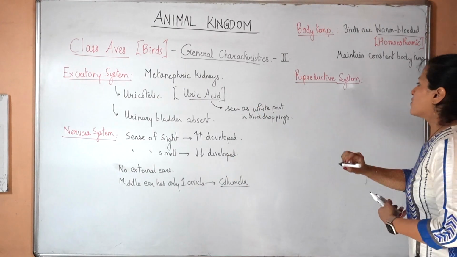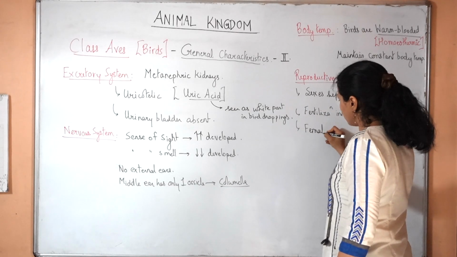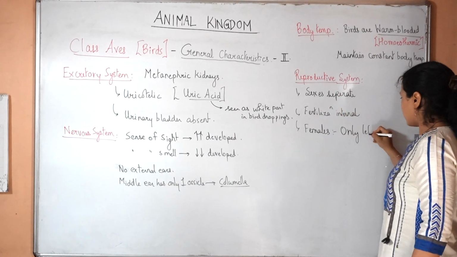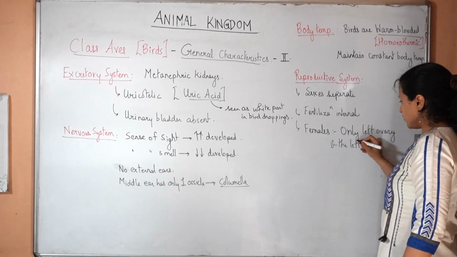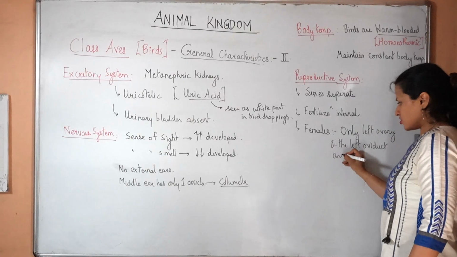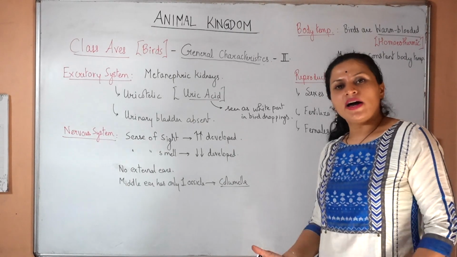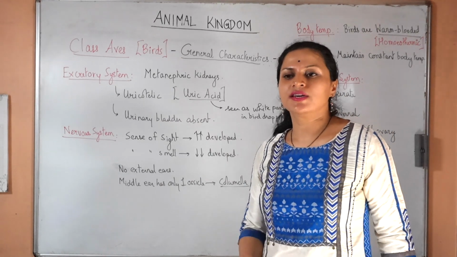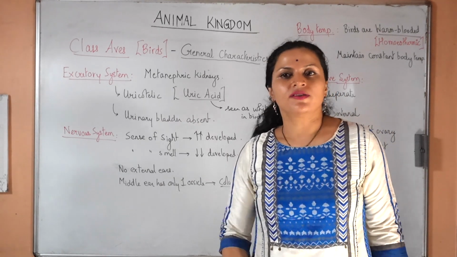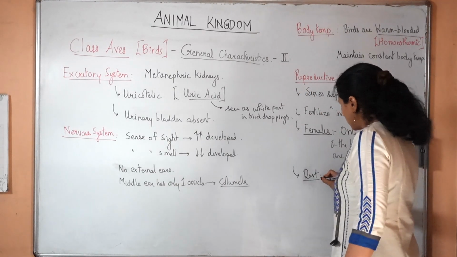Reproductive system. The sexes are separate. Fertilization is internal. In females, only a left ovary of the two ovaries and the left oviduct are functional. The right oviduct and the right ovaries are non-functional. Why? To reduce their body weight. All these adaptations that we are looking at are to reduce their body weight for the flight character. The eggs development is direct.